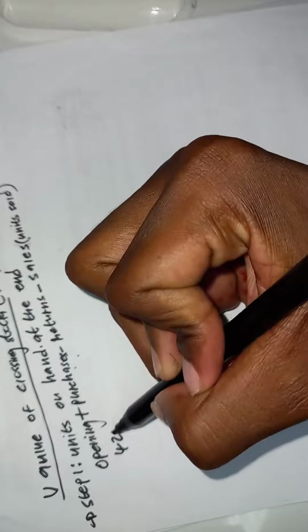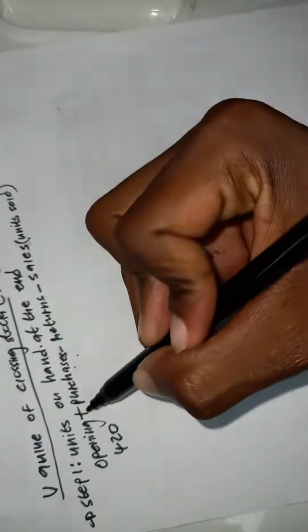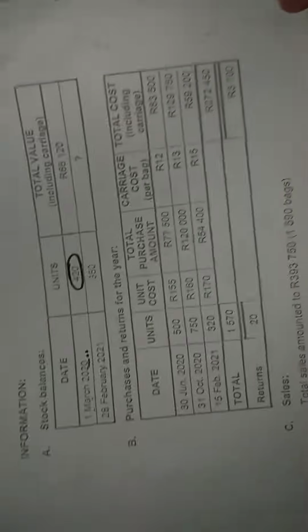So the opening will be 420. Now the formula says plus purchases. Let's see how many units we purchased during the year.